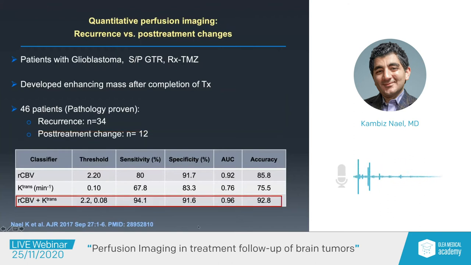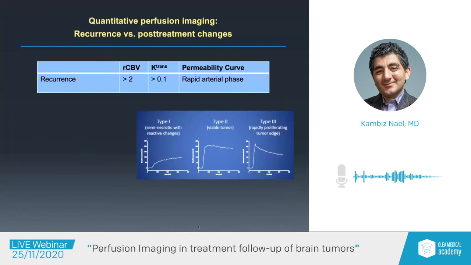So we basically use this in our reading room. We actually have a chart of this, and this is how our fellows have been evaluating these studies according to this chart.